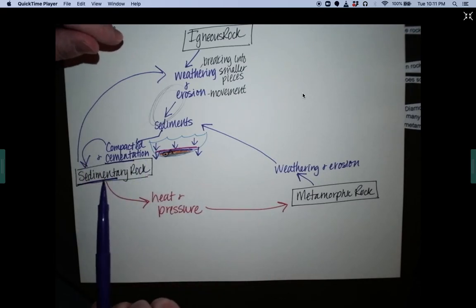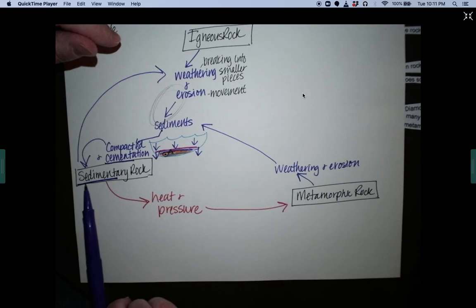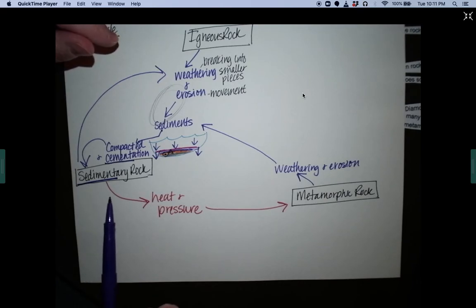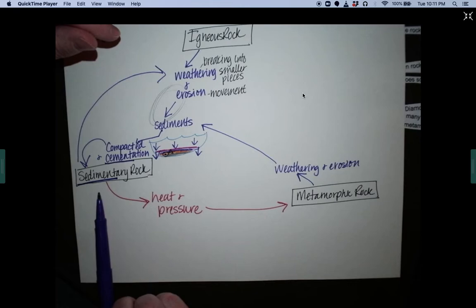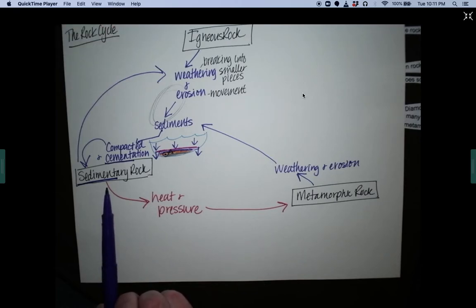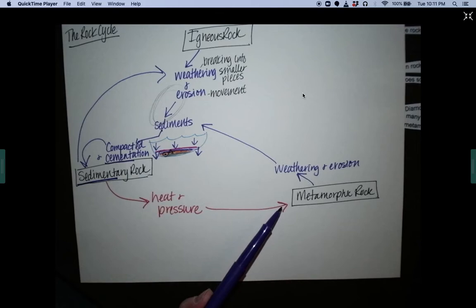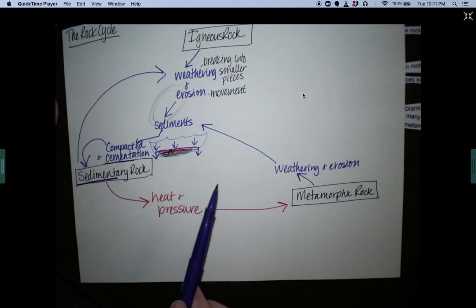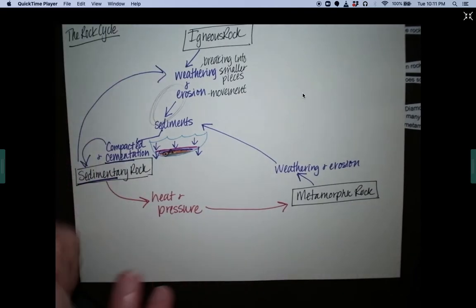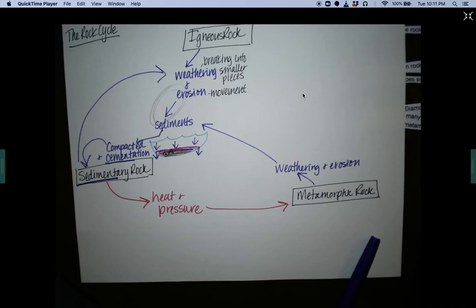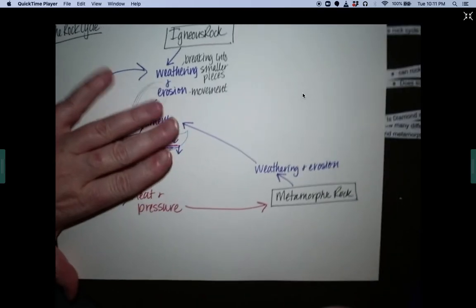Sedimentary rock is usually what they consider, I'm going to use the word weak, but it's not really weak. It's still rock. It's still hard. But metamorphic rock is really strong, because it has been heated up and stretched and pressurized and all that other sort of stuff. So metamorphic rock can also melt. I should have used a different color. Let's use hot pink. Metamorphic rock can also melt.